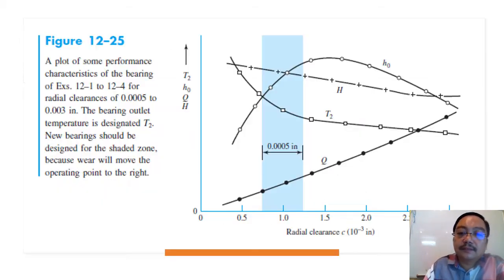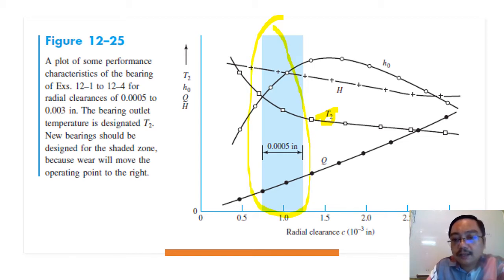Okay, and a plot of some performance characteristics of the bearing in examples 12.1 to 12.4 for radial clearance of 0.0005 until 0.003 inch. The bearing outlet temperature is designated as T2. Where is T2? Here is T2. A new bearing should be designed for the shaded zone. This is the shaded zone.